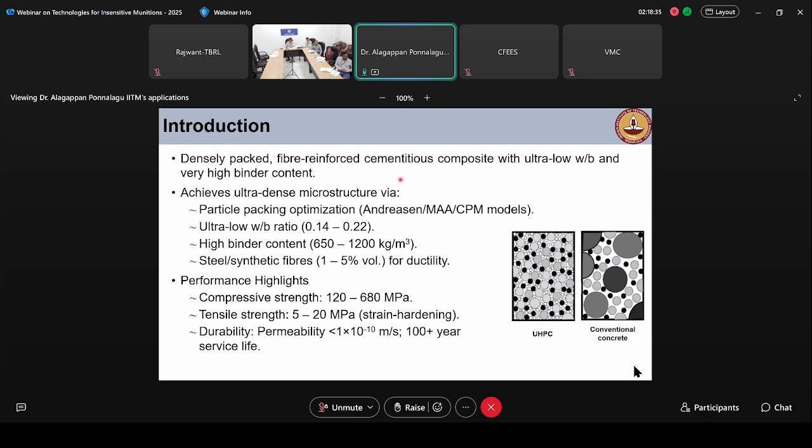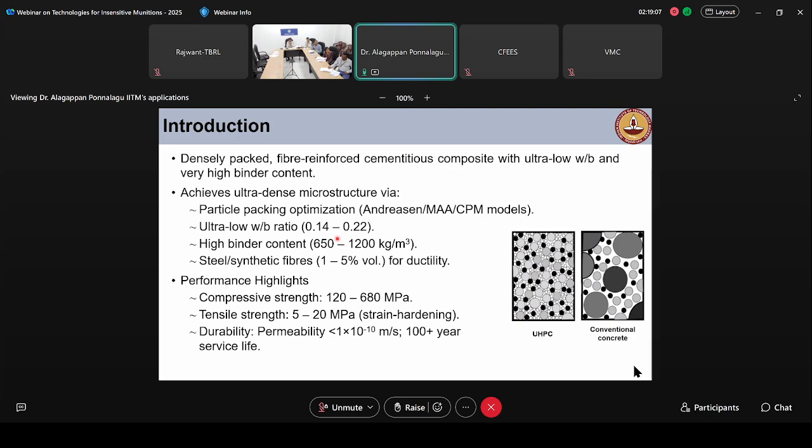We can see it is densely packed and it has an ultra low water to binder ratio and very high binder content. To give you an idea of how we achieve this ultra dense microstructure, it is by optimum particle packing. There are various models on how to achieve this optimum packing and an ultra low water to binder ratio, which varies from 0.14 to 0.22, and high binder content, which can go up to 1200 kilogram per meter cube.